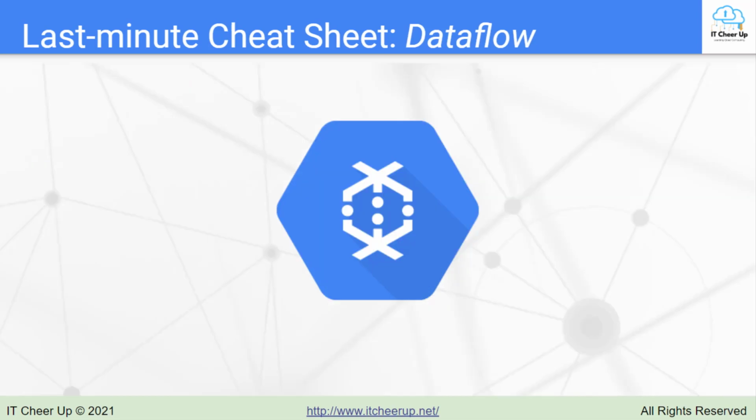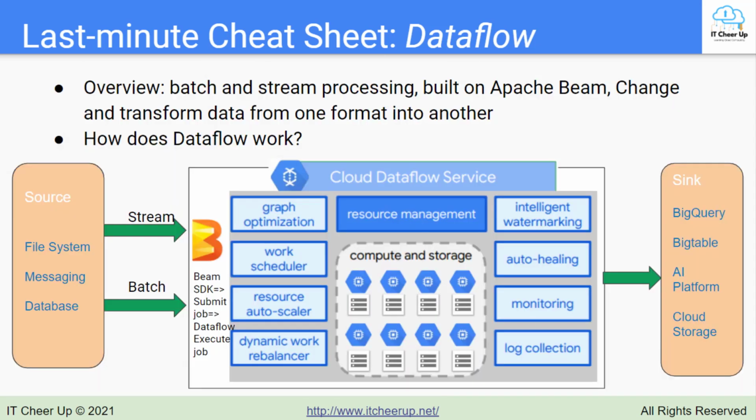Continue Google Cloud Dataflow's last-minute cheat sheet. I went through how Dataflow works in the last video. Now let's take a look at the key points on how to build a Dataflow pipeline. Dataflow is built on Apache Beam. You use Apache Beam SDKs to define both batch and streaming data parallel processing pipelines.